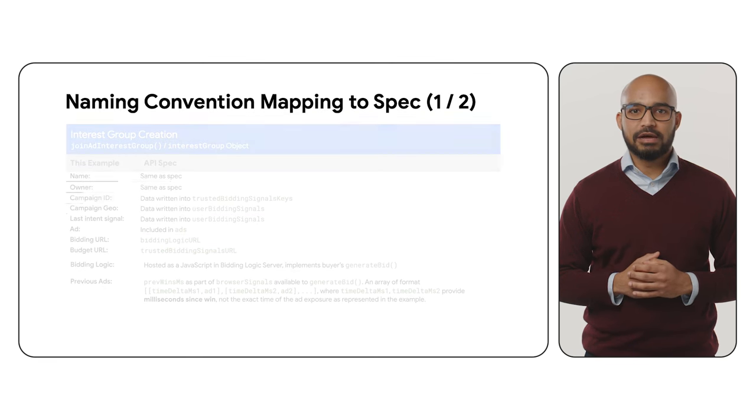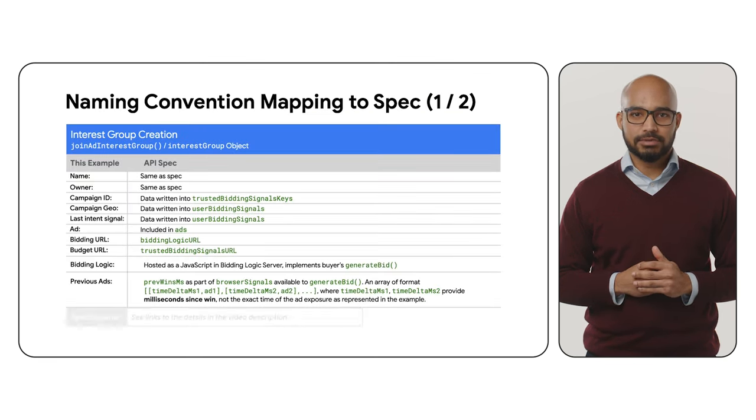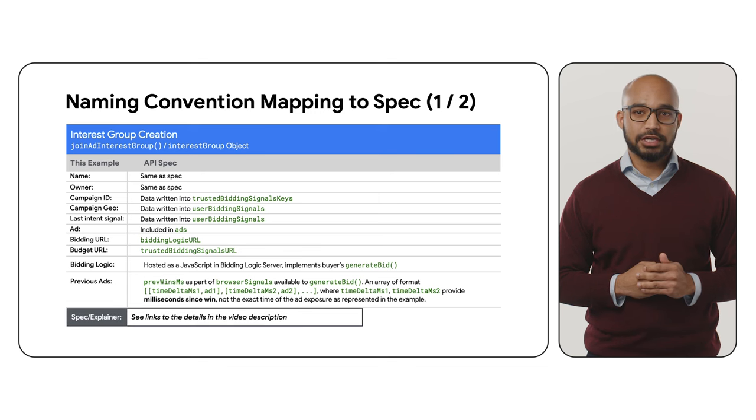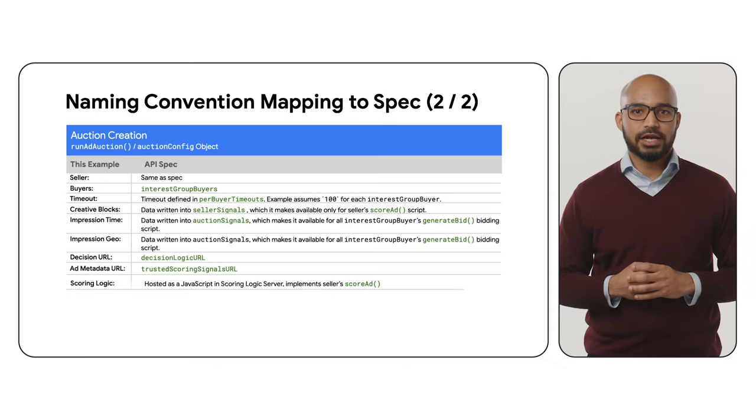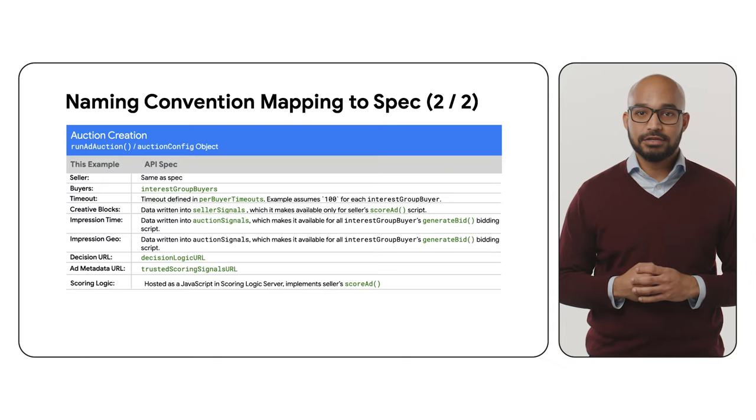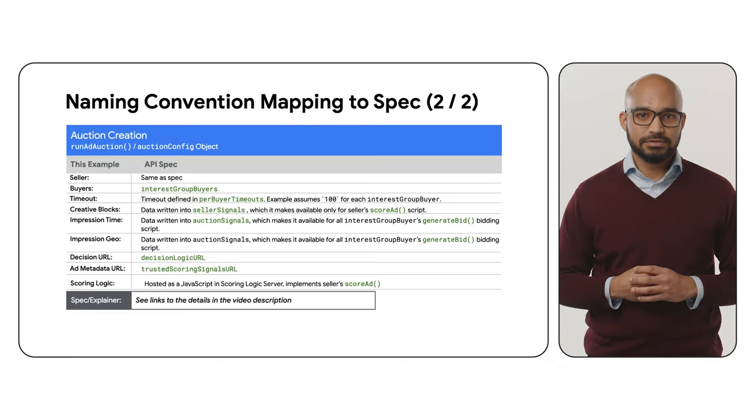This table highlights the mapping for the audience creation and bidding aspects. You can pause the video to take a moment to review. And this table highlights the mapping for the auction configuration and ad scoring aspects. Again, feel free to pause the video and review.